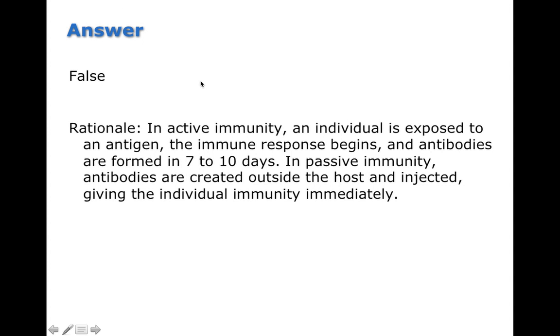And our answer here is false, because in active immunity, an individual is exposed to an antigen. That's going to take up to 7 to 10 days before you start developing cells against that particular antigen. However, with passive immunity, it's immediate, because antibodies can be created outside of a host, and they're either injected or delivered through secretion like breast milk, or they can cross the placenta, and they immediately confer immunity.